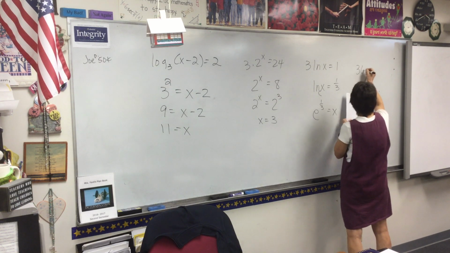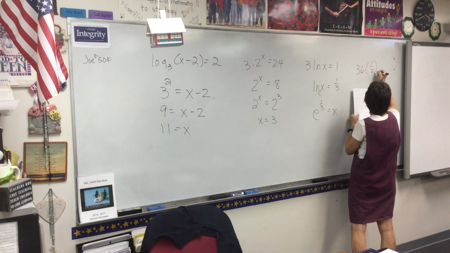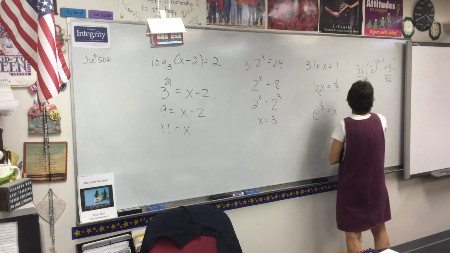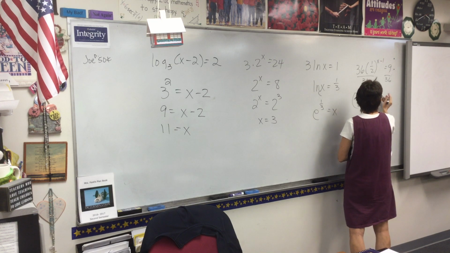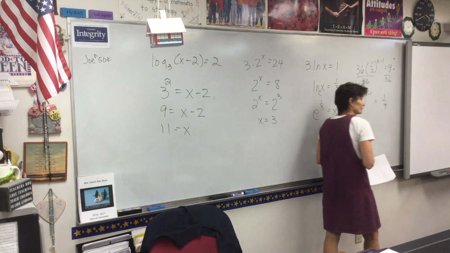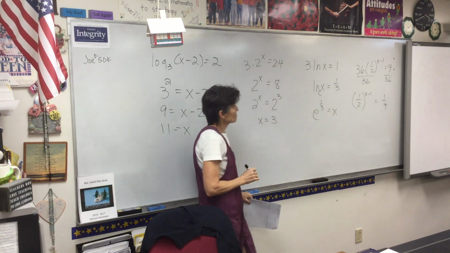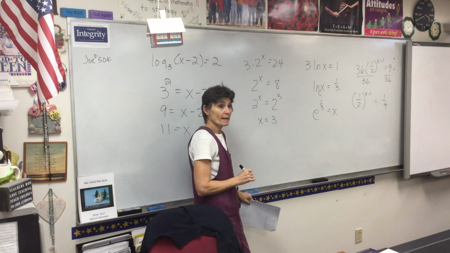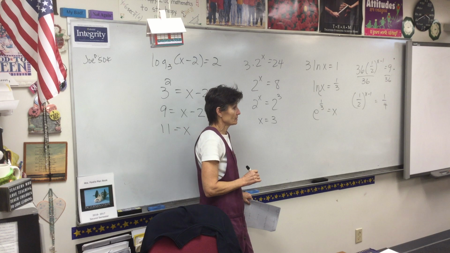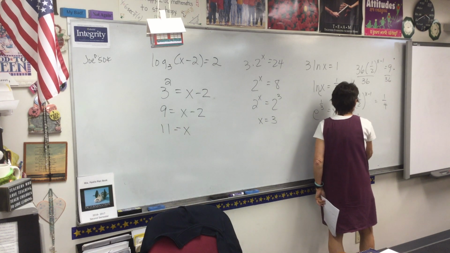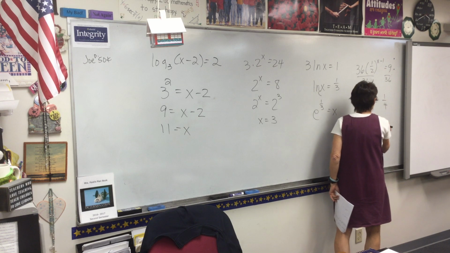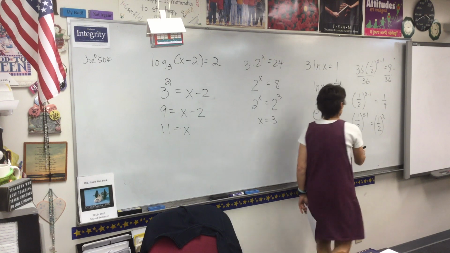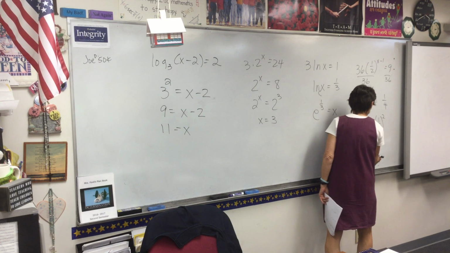All right, what about D? Divide by 36. Okay. So if I divide by 36, I'm going to have 1/2 to the x minus 1 equals 1/4. Anything special about 1/4? It's 1/2 squared. So if 1/2 to the x minus 1 equals 1/2 squared, x minus 1 has to be 2, so x equals 3.